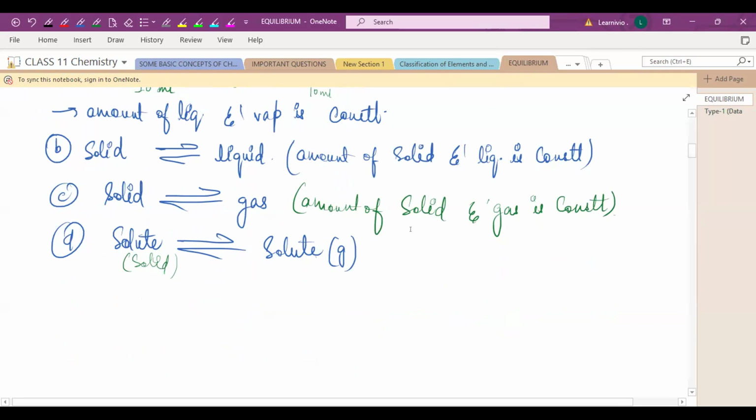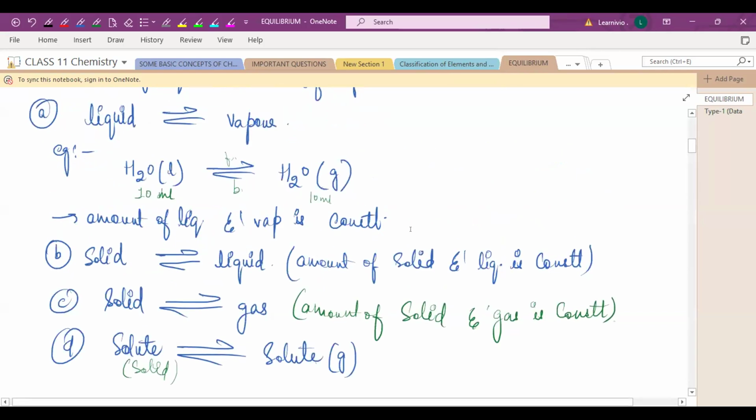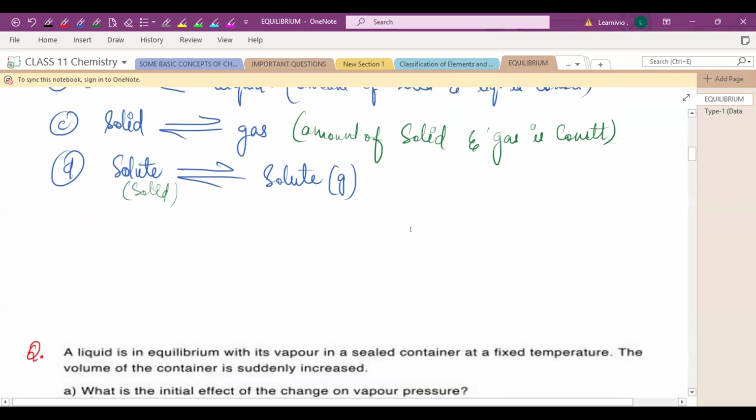Ma'am, can you give an example for the solute solid to solute gas? Like instead of water, another example? Okay, instead of water, I can. Suppose we just take, because you know very well what the sublimation process is. What is the sublimation process, Zunera?